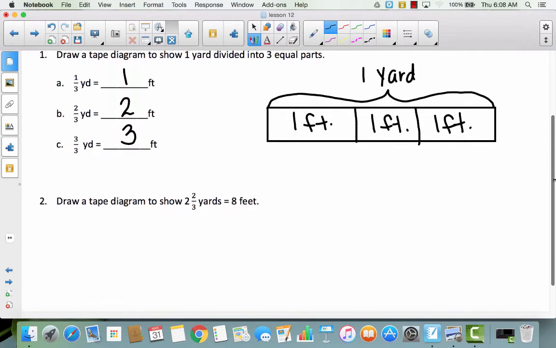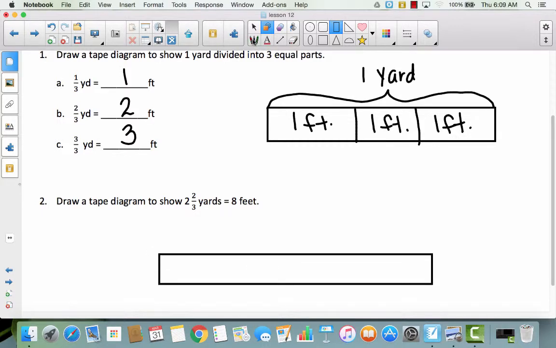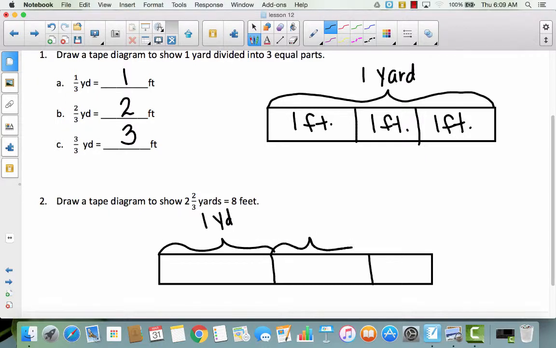All right, so now we're going to draw a tape diagram to show 2 and 2/3 yards is equal to 8 feet. Let's draw our tape diagram here, and I'm going to divide this into 2 yards and 2/3. So I'm going to make this 1 yard and then 1 yard like this. So we'll label this 1 yard. This will be 1 yard. And then we'll divide all of these yards into thirds. And then this last one will just be 2/3.